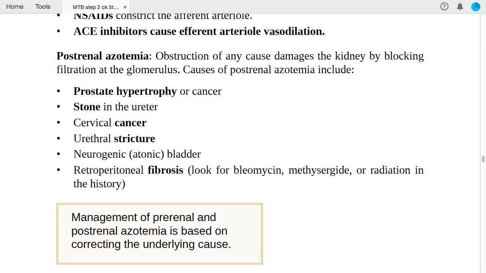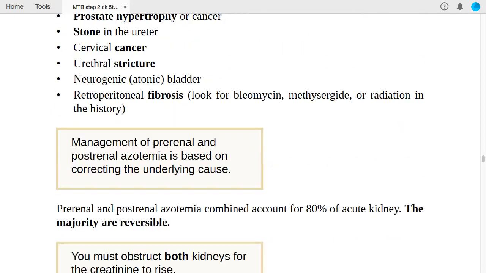Management of pre-renal and post-renal azotemia is based on correcting the underlying cause. So this is a point to ponder.